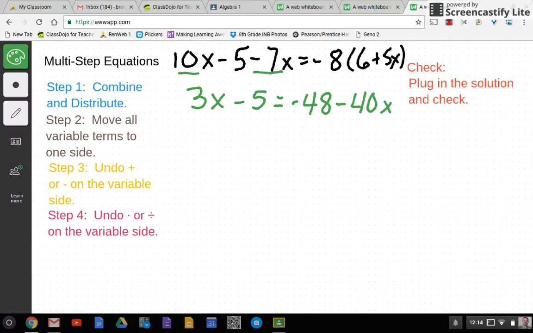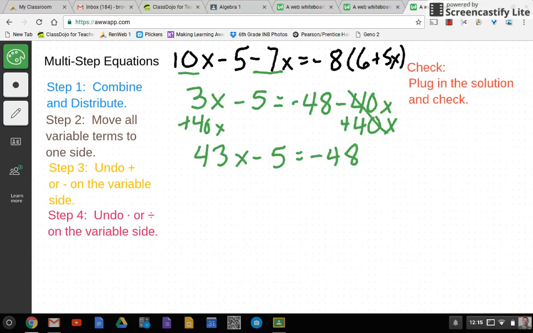Step 2, move all the variable terms to one side. So I would like to get my variable terms on one side. So since I've got a negative 40x here, I'm going to move it by adding 40x right there and adding 40x here. That way I keep my variable positive. It just makes it easier to work with. So that would be 43x minus 5 is equal to a negative 48.